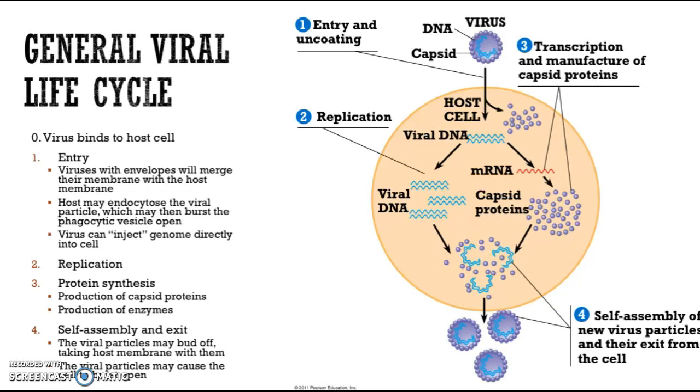Okay, back to the general life cycle. So we talked replication by some type of mechanism, as well as protein synthesis, because they are going to need to produce the capsid proteins, as well as any enzyme that might go into the viral particle when it is completed. And finally, all those pieces have to self-assemble and then exit from the cell. The viral particle can bud off, and that's going to take membrane with it, so that now it's got an envelope again, or it could cause complete bursting of the cell.